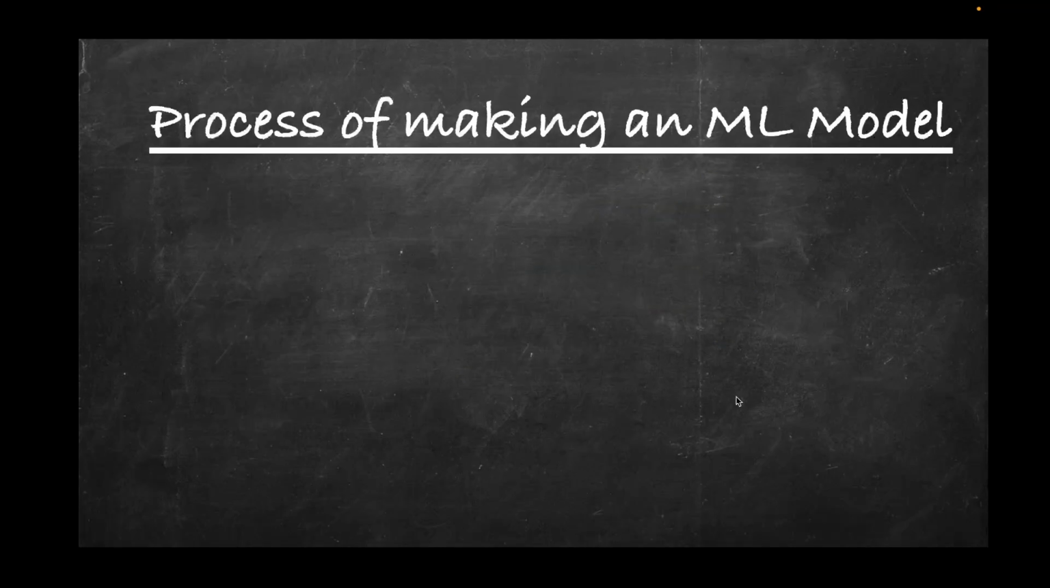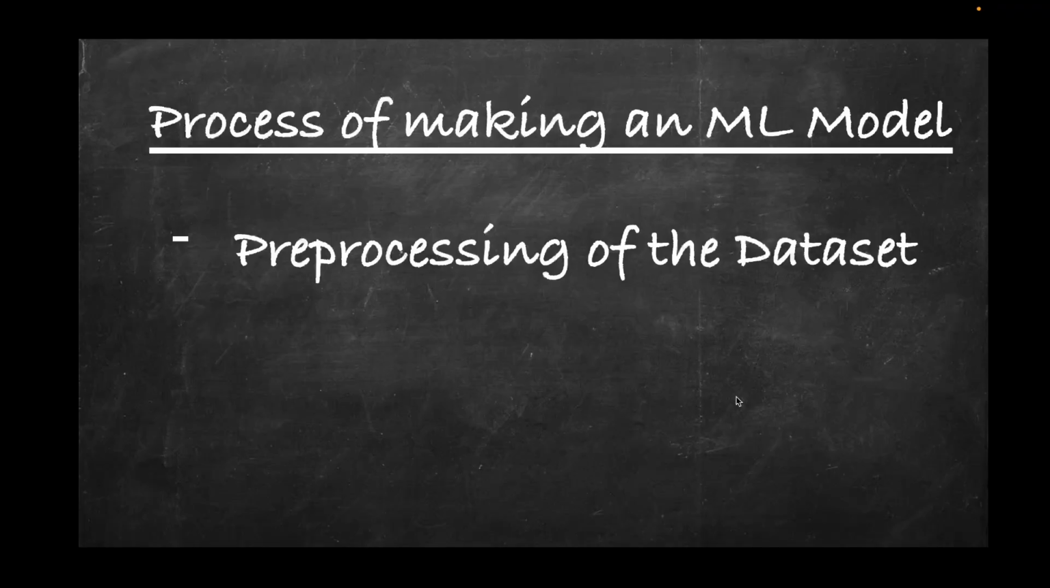Now comes the process of making a machine learning model. A machine learning model is made first by the pre-processing of the dataset. This includes the splitting of the dataset into the train set and the test set. As I said already, the train set is used for training purposes, where we show the model the X values and the Y values, and it finds the pattern or relation between them. And then we give the model the test set and match the model's predictions with the actual values.